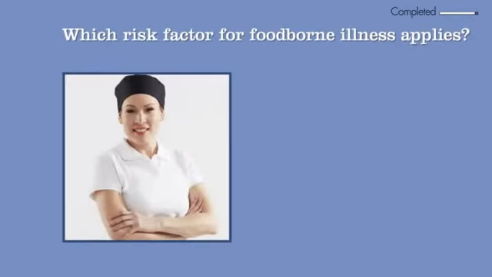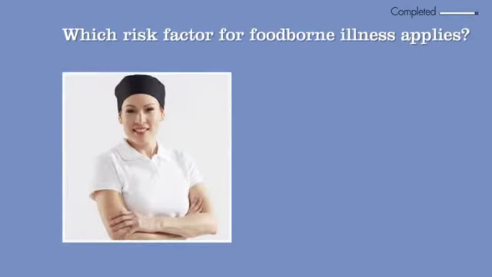Here's another. Which risk factor applies? I plated a chicken breast after making sure it was cooked to 155 degrees Fahrenheit, 68 degrees Celsius.